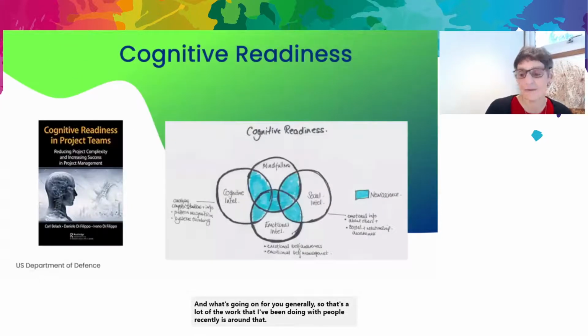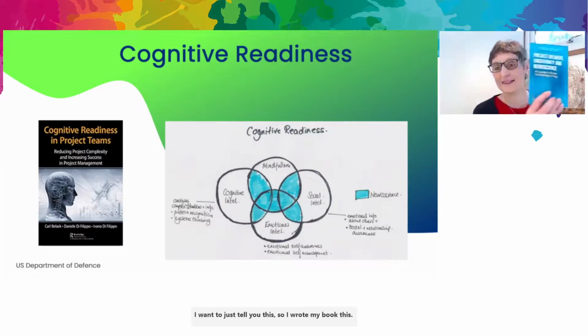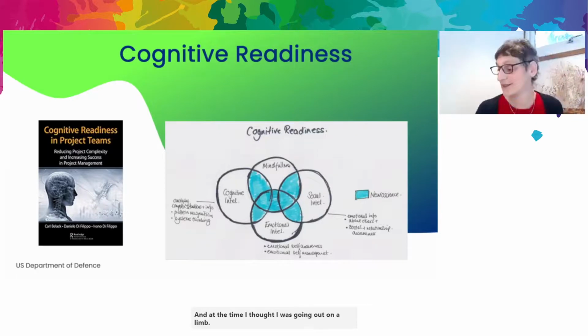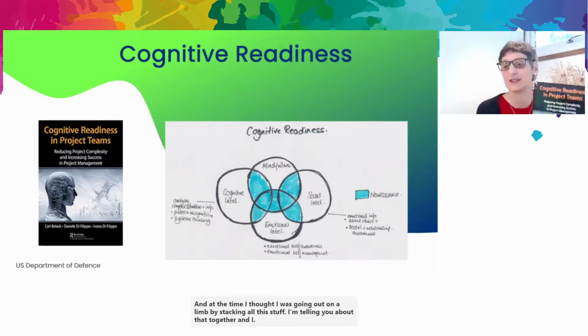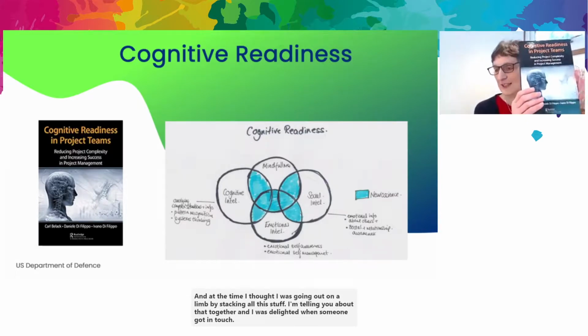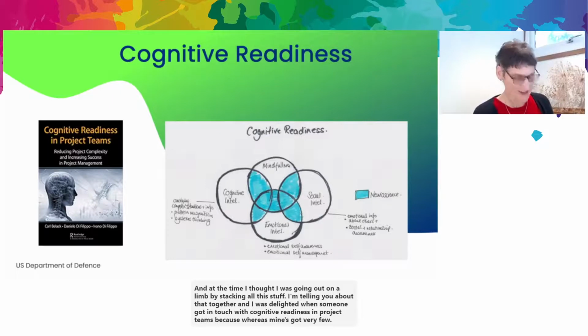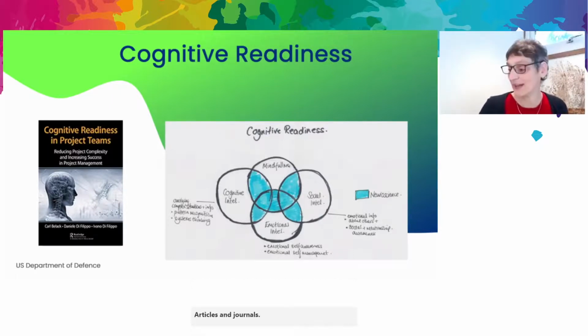And if you think I'm potty in suggesting it, I want to just tell you this. So I wrote my book, this little one. And at the time I felt I was going out on a limb by stacking all this stuff I'm telling you about up together. And I was delighted when someone got in touch with cognitive readiness in project teams, because whereas mine has got very few references in, some of these chapters have got 70 or 80 articles and journals cited, which support the case for exactly what I'm talking about.